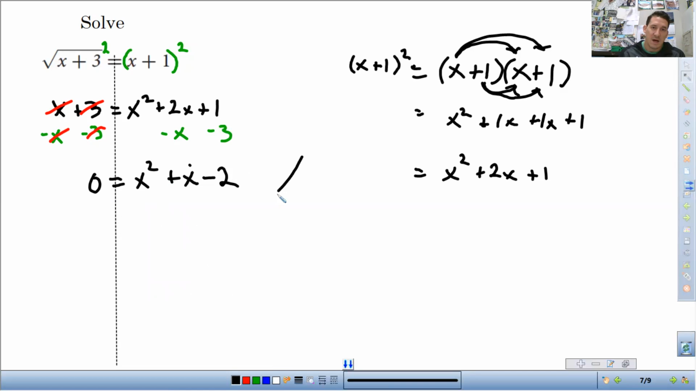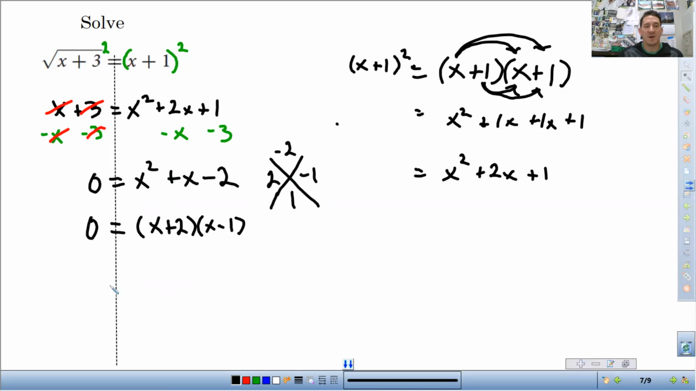Negative 2. That is an x factor problem to solve. So it's going to be a negative 2 on top, 1 on bottom. Factors of negative 2 that add to 1. That's going to be positive 2, negative 1. So a lot of you from there already know what the solution is, but I'm going to do the whole problem.